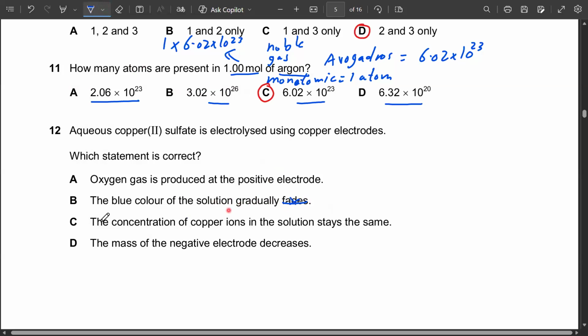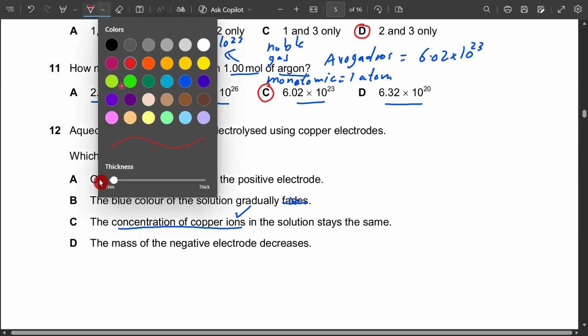The option that the concentration of copper ions in the solution stays the same: yes, the concentration is the same because copper ions are continuously being produced at the anode, and they go towards the cathode to deposit there. So the concentration remains the same. That's why option C is the correct option.